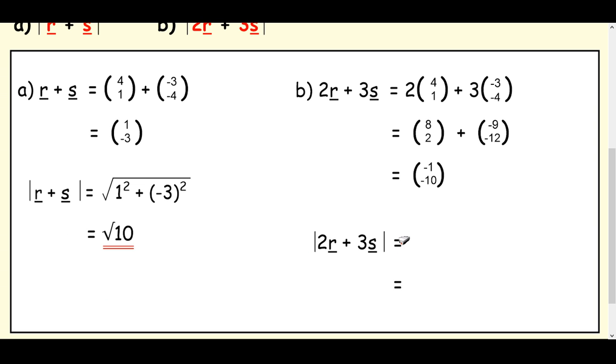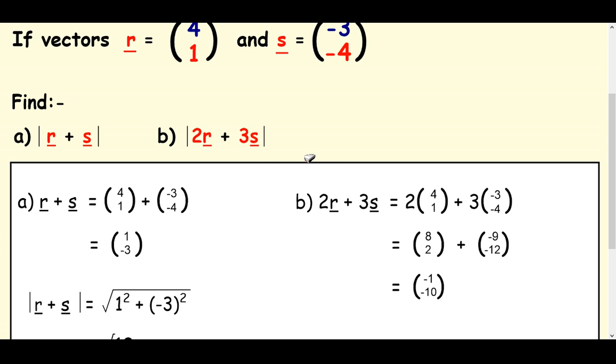So it's again Pythagoras, square root of -1 squared plus -10 squared. -10 squared is 100, and -1 squared is 1, so it's the square root of 101. And again, that'd be a final answer, that'd be fine, or you could go on to answer it with a decimal if you wanted to.